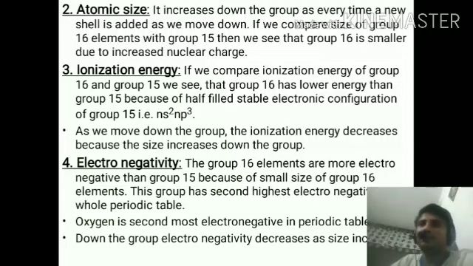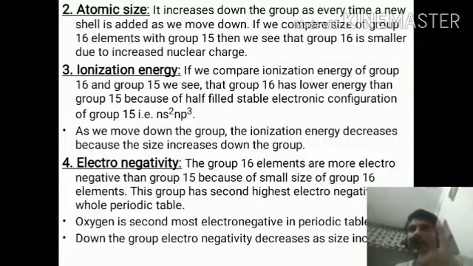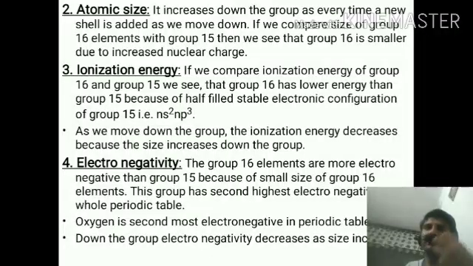Now ionization energy. I told you in the last video the meaning of ionization energy. The minimum amount of energy required to remove an electron from the outermost shell is called the ionization energy. Ionization energy depends on the size and the half-filled or fully-filled stability of the orbital. If the orbital is half-filled or fully-filled, it is highly stable and has high ionization energy. If the atom is small in size, then it has high ionization energy.